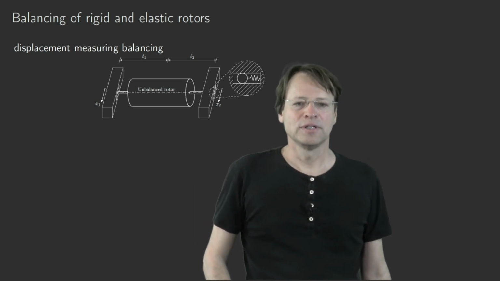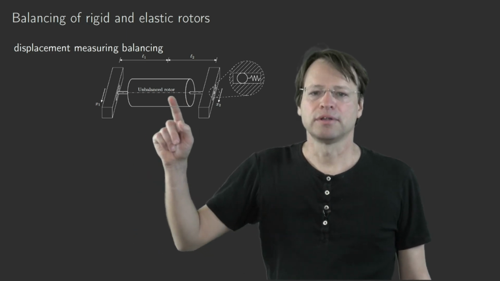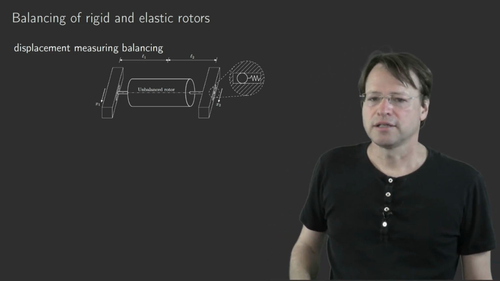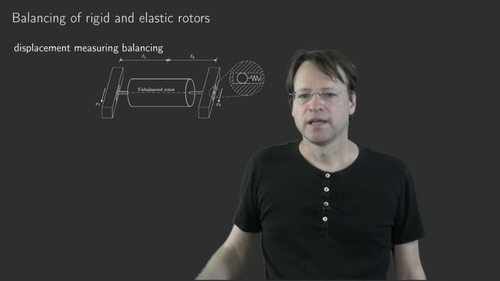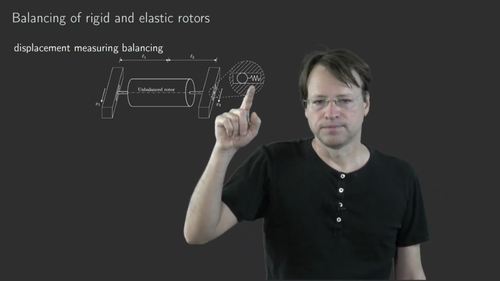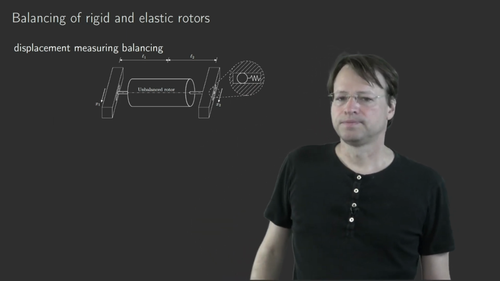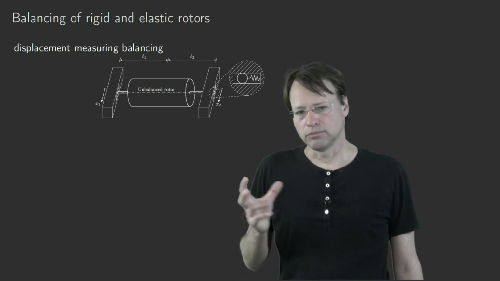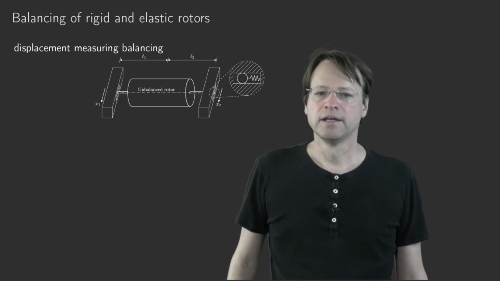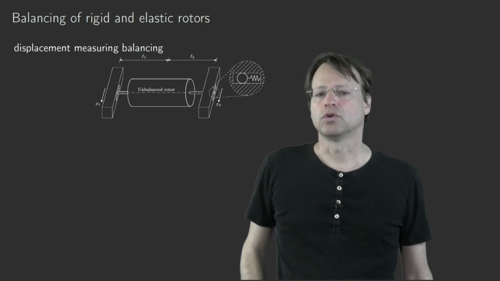Welcome to the second video in this chapter, and in this video I will talk about the displacement measuring balancing machine. You can see that there's just a slight modification at the two bearings. In one of the directions there is a displacement possible, and there's a spring included in order to limit, of course, also the motion, so to create some kind of restoring motion there, and then to be able to measure and to relate these displacements to forces.